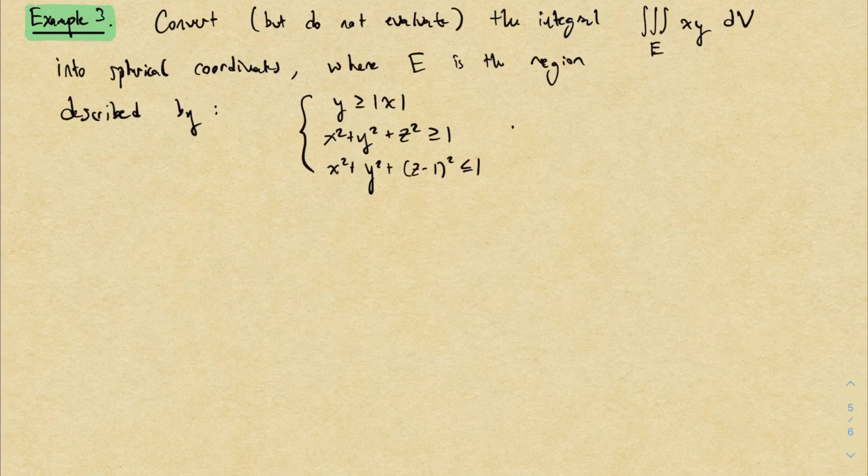One of them is y is bigger than the absolute value of x. Then we have x squared plus y squared plus z squared is bigger than or equal to 1. And then finally x squared plus y squared plus (z minus 1) squared is less than or equal to 1. And to the surprise of absolutely no one, I'm going to start out by drawing some pictures.